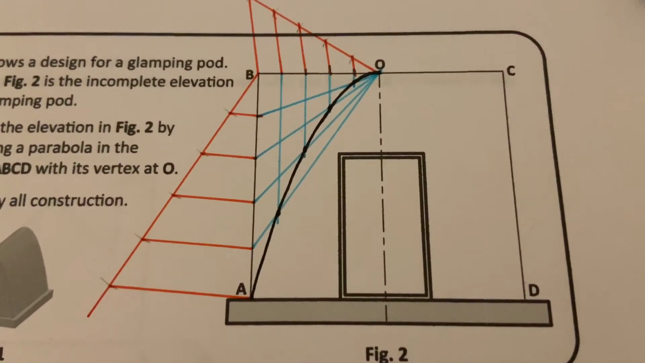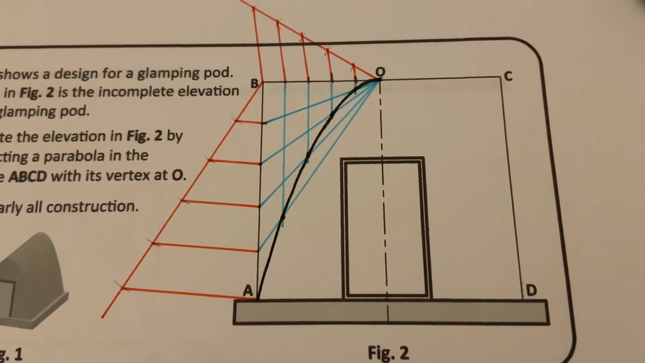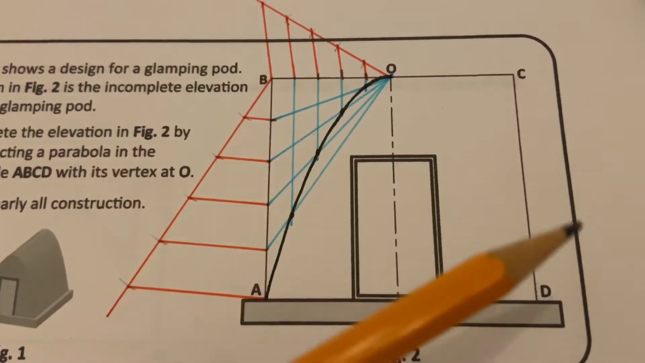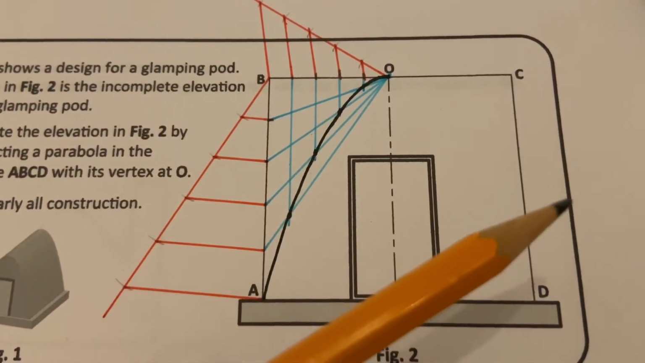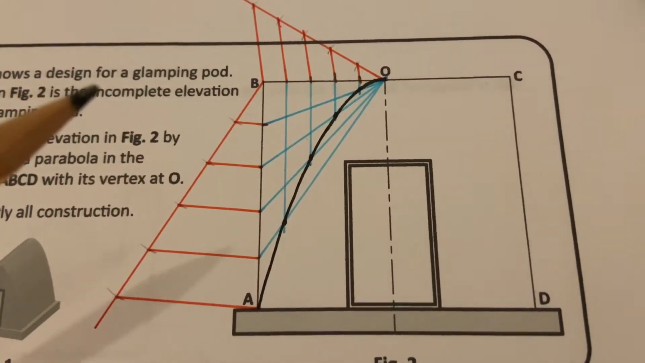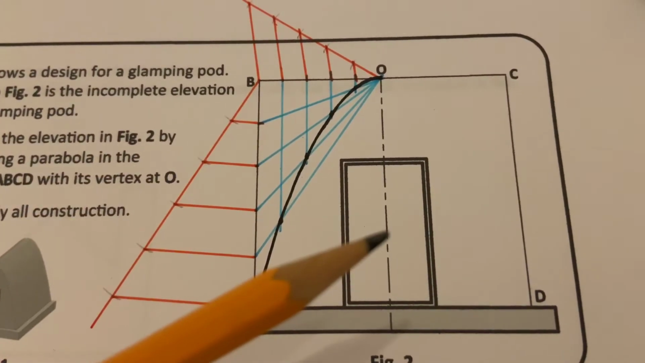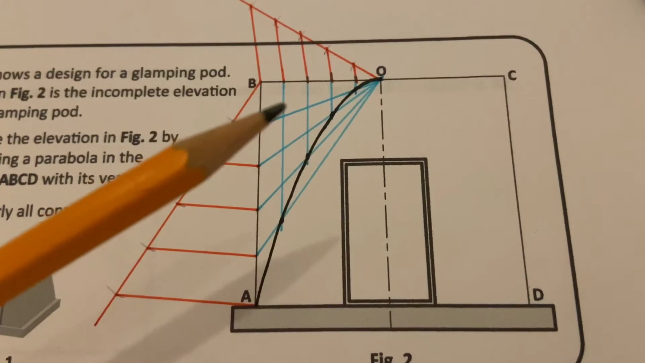So we connect those points together with a curve, and that gives us half the parabola. Now, you could set up all of this construction again on this side, but that is going to be very, very time consuming. A much better method is to use this center line and just mirror the points across.